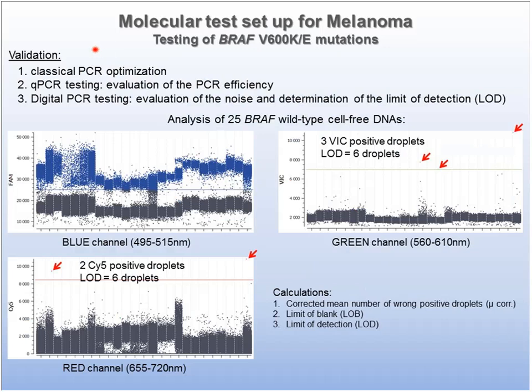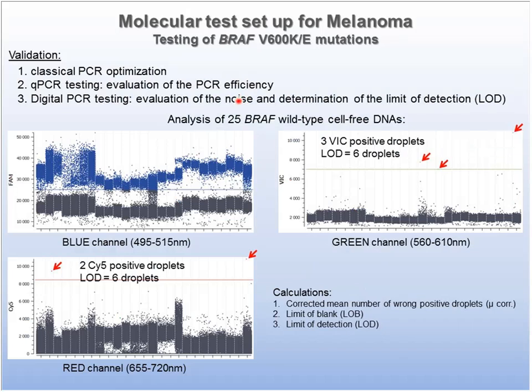So here are the steps that we followed for the validation of all our molecular tests, including the BRAF test. First, a classical PCR optimization, then an evaluation of the PCR efficiency by qPCR, and finally, an evaluation of the signal noise in order to determine a limit of detection above which a sample is considered as positive.